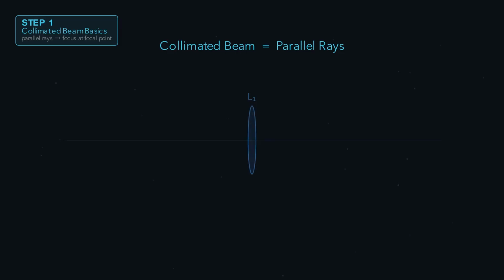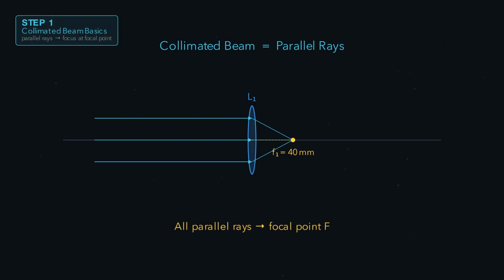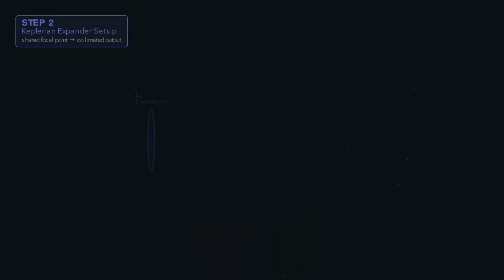A collimated beam has all its rays perfectly parallel. When it hits a convex lens, those rays converge at the focal point. For the output to also be collimated, we need both lenses working together as a telescopic relay.